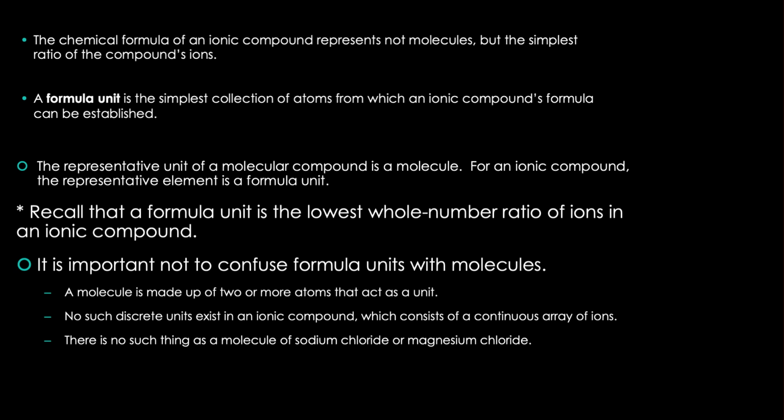It is important not to confuse formula units with molecules. A molecule is made up of two or more atoms that act as a unit. No such discrete units exist in an ionic compound, which consists of a continuous array of ions. There is no such thing as a molecule of sodium chloride or magnesium chloride.